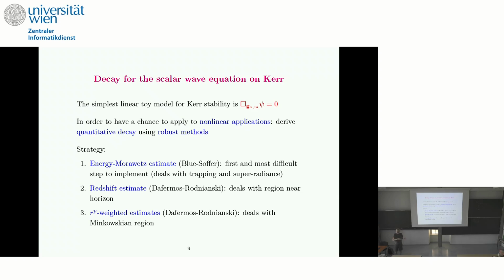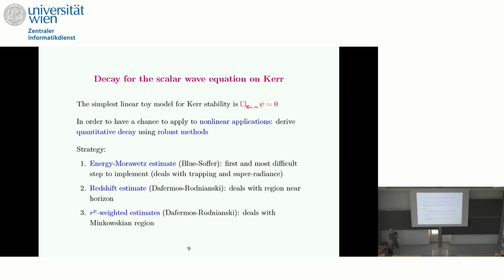Okay, and then you can go to the two good points in the previous slide, which is the fact that near the horizon things are better. You can measure how much better they are using the redshift estimates introduced by Dafermos and Rodnianski. That allows you to deal with some degeneracies in the energy Morawetz near the horizon. And then the energy Morawetz estimate gives you only weak decay. It's L2 integrable in time.